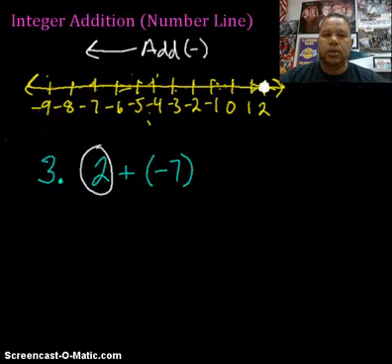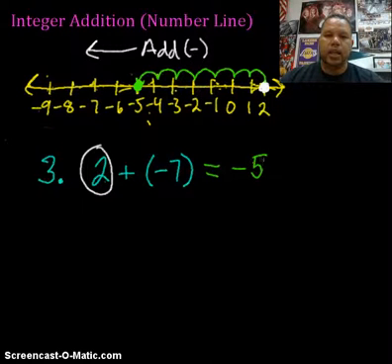Going to the left, starting from 2, we're going to go 7 places to the left. So we go 1, 2, 3, 4, 5, 6, and 7. We end up at -5. So here we had 2 plus -7 equals -5. When you're adding a negative, it's like subtracting. Adding a negative is the same thing as subtracting.